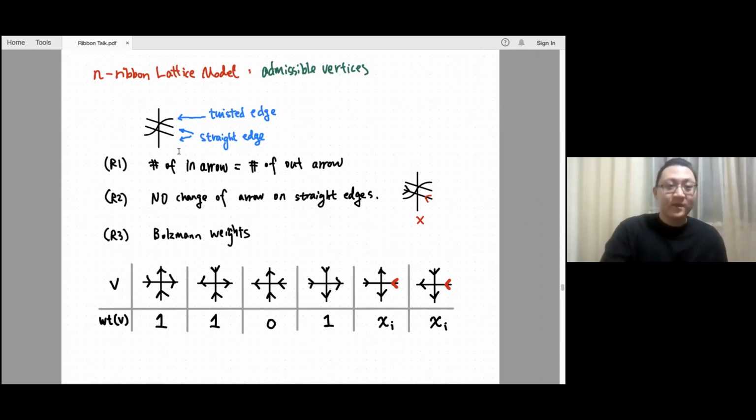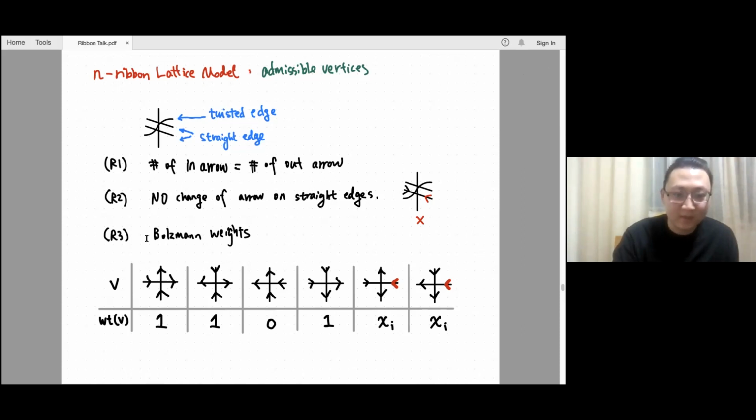All right, so we're going to define some weight on these, what we call the ribbon vertices. First of all, there are 2 types of edges, the twisted edge and the straight edge. Again, the number of incoming arrows is going to be the same as the number of outgoing arrows. And secondly, we do not allow change of arrow on straight edges. For example, this vertex right here is not allowed because you switched from left arrow to right arrow along this straight edge.